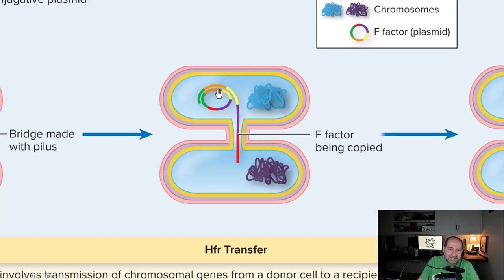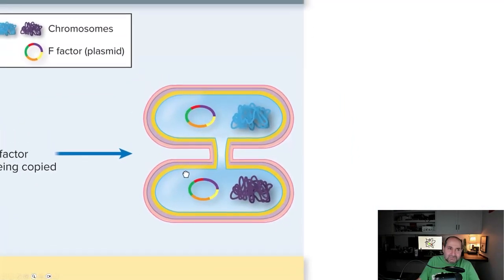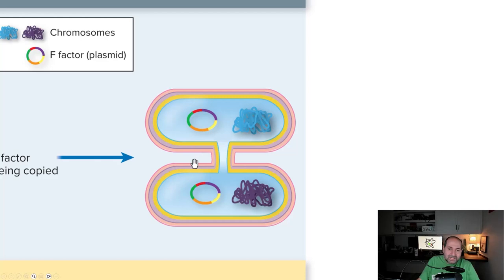And in this case, a copy of the F factor plasmid is given to the recipient cell. And look, at the end of this process, both the donor and the recipient have a copy of the F factor plasmid, and so both cells are now considered F plus.